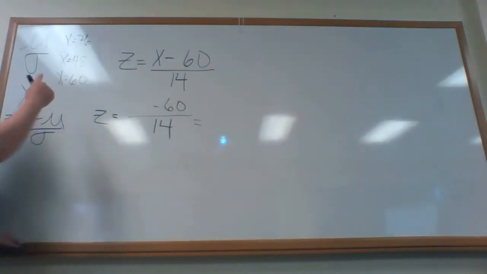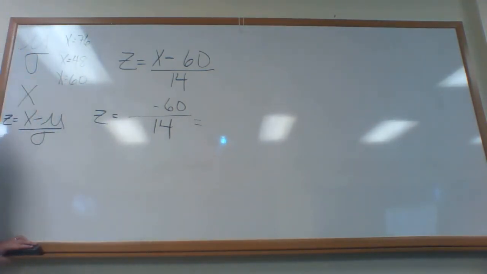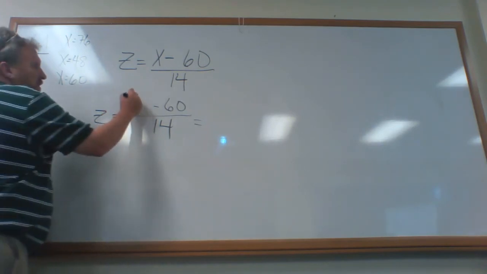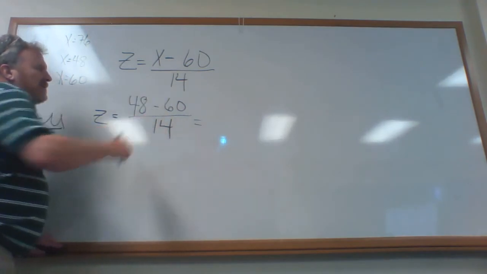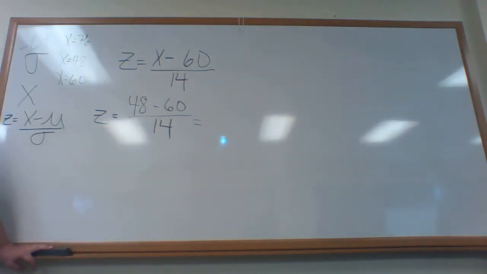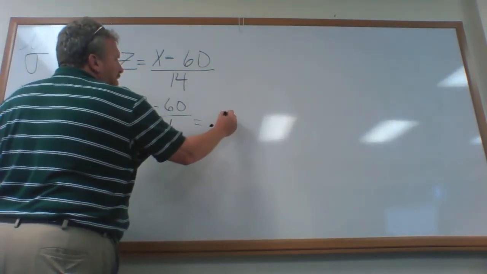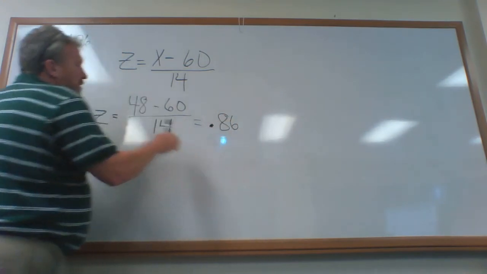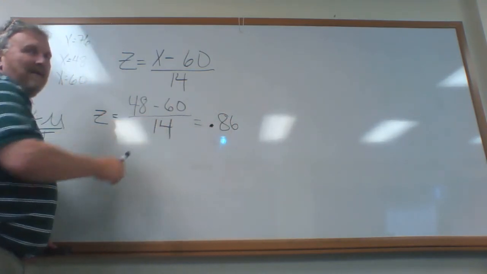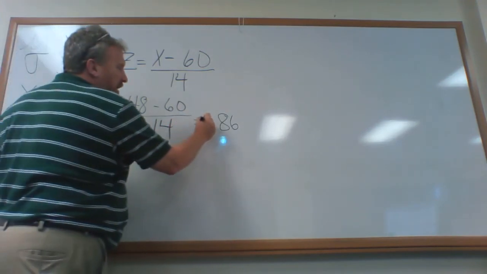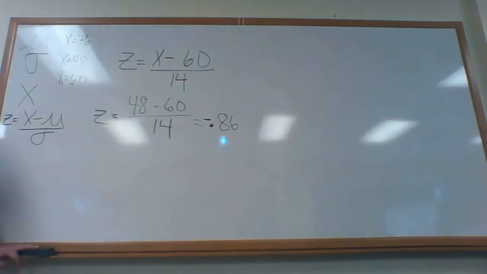So what's the second one? 48. Is 48 above or below the mean? Below. So you expect your answer should be negative. Let's see if it is. 48 minus 60 divided by 14. That's negative 12 over 14. Should be 0.86. But this is below the mean. This should be a negative, so we have to make sure this answer is negative 0.86. Any of the others that are above or below, you should see the same pattern.